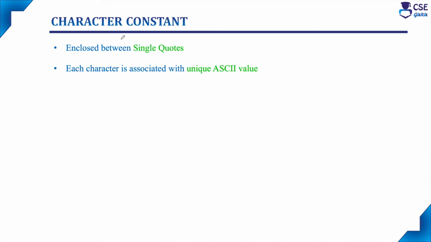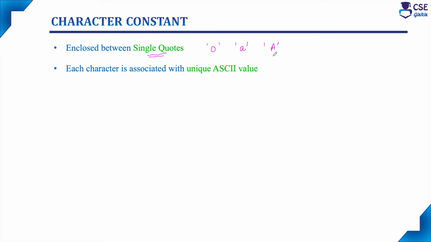Next is character constant. The constant that is enclosed within single quotes is nothing but the character constant. For example, within single quotes, if you are entering a number, that is 0, that is a character constant. So within single quotes, if you are entering any single character, that is also a character constant. So this is small letter a.